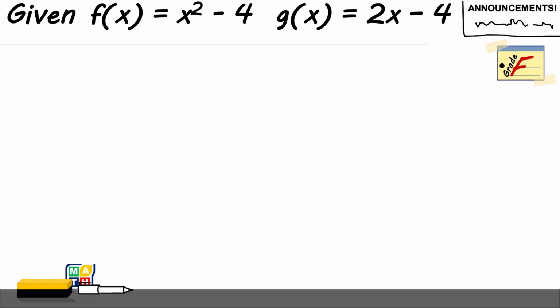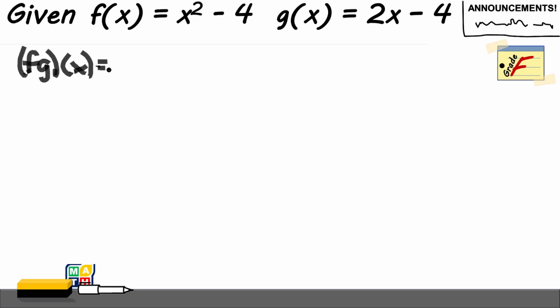Now, let's consider these two functions. We have f of x is equal to x squared minus 4 and g of x being 2x minus 4. Let us solve for the product of these two functions as well as the quotient. So let's start with f g of x. If you have an expression like this, it means you're solving for the product.